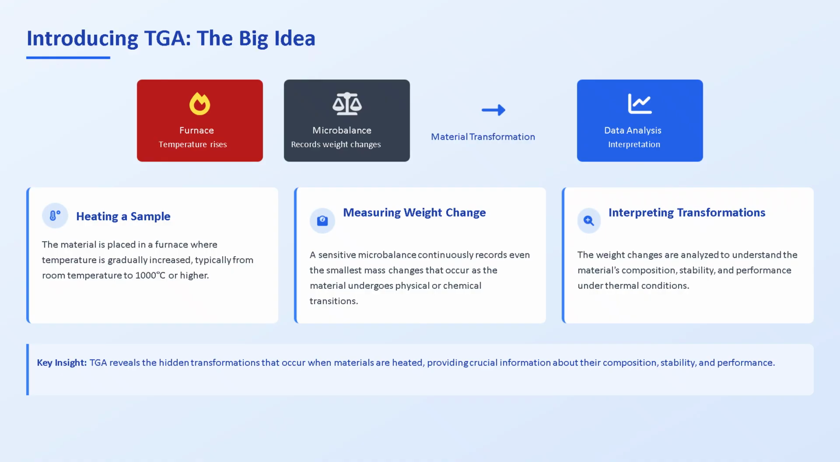To understand TGA, imagine placing a tiny piece of material on an ultra-sensitive balance inside a furnace. As the temperature increases, this balance records every small change in weight: a loss of moisture, a chemical reaction, decomposition. The instrument captures it all. TGA combines heating, precise weighing, and data interpretation into a single seamless process that reveals the material's behavior under thermal stress.